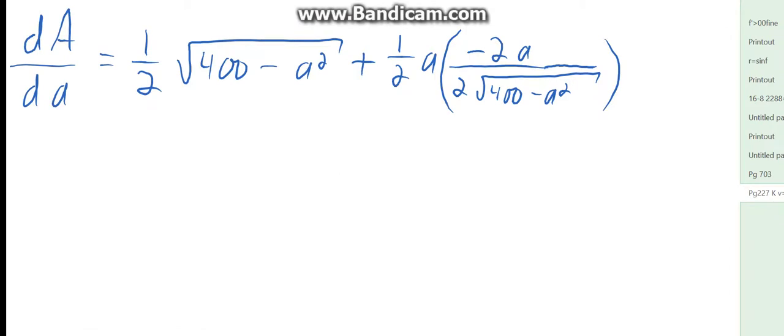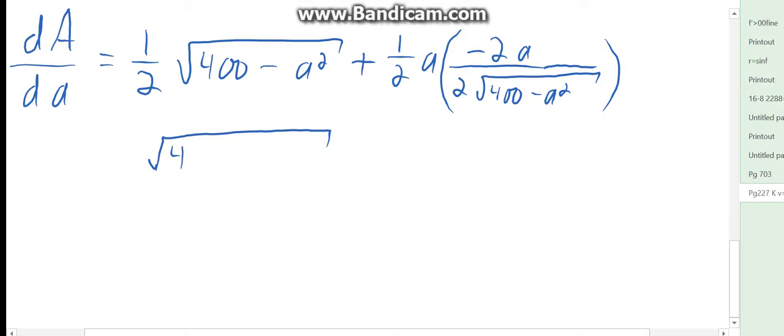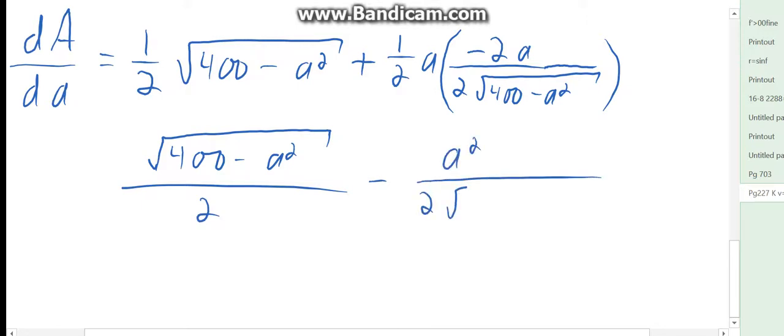Okay? And this is the exact same thing we did yesterday, basically, except we had a 25 yesterday instead of a 400. So this is going to be rewritten so that we can solve. We got to find out where this is 0. So this is really 400 minus A squared over 2 minus A squared over 2 times the square root of 400 minus A squared.